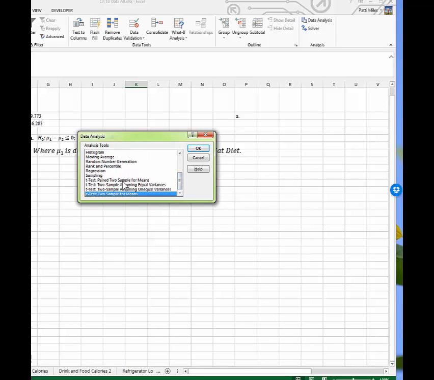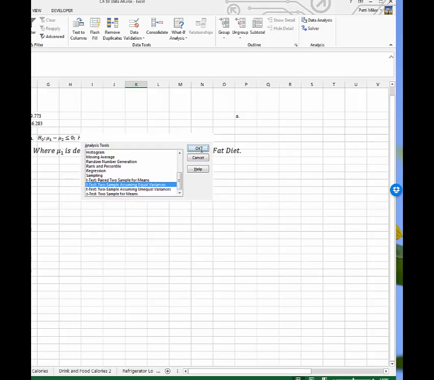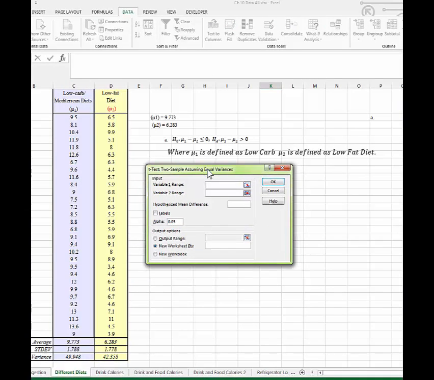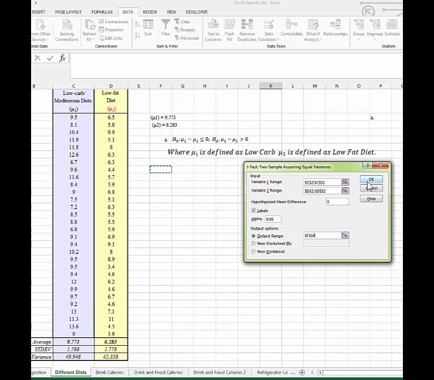Let's see if we find the t-tests. We've got paired samples, but this is not a paired sample. So t-test: two-sample assuming equal variances, and we'll say OK here. And then we've got our two columns of data. I don't know if it will let us have that, but let's try. It's always nice if we can get labels, so we have to check the label box. And our hypothesized mean difference, remember, is 0, because that's what we said in our hypothesis. And we want to have our output right underneath this, so we'll put that right there, and we'll say OK.